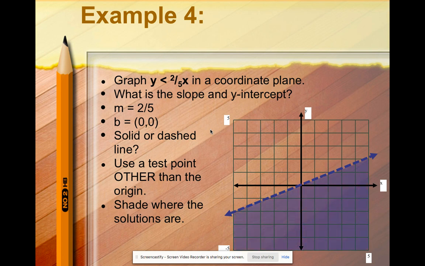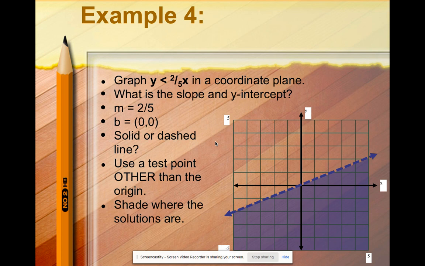Okay, and use the test point other than the original. So we can also use a different test point to see if it works, right? We can plug in multiple different points that we think should be in the shaded area or should not be in the shaded area to see if it works. We just always like to use 0, 0 because it is an easier number to use.